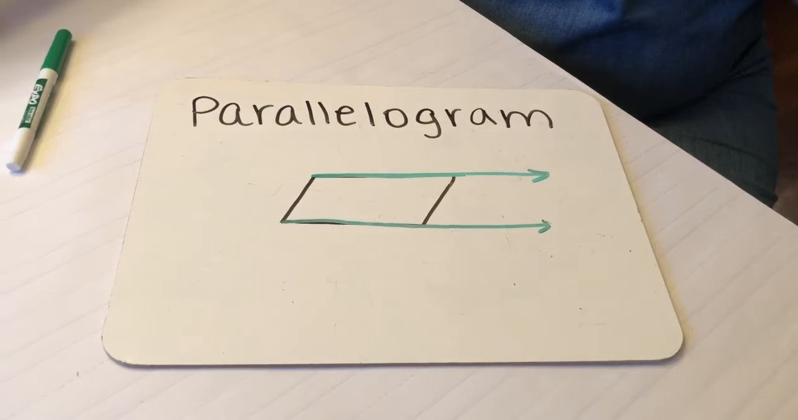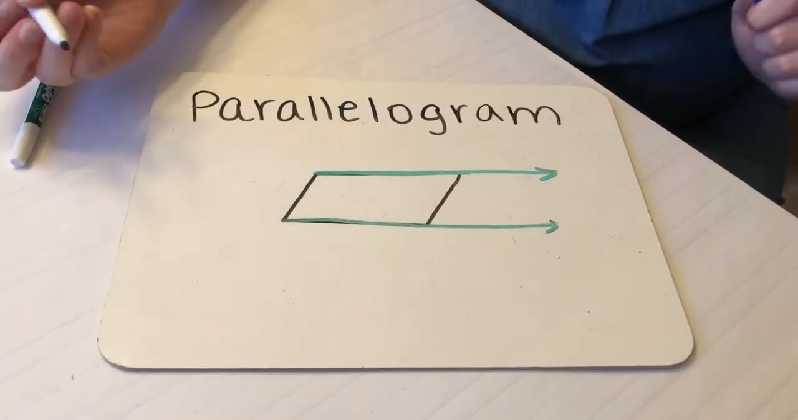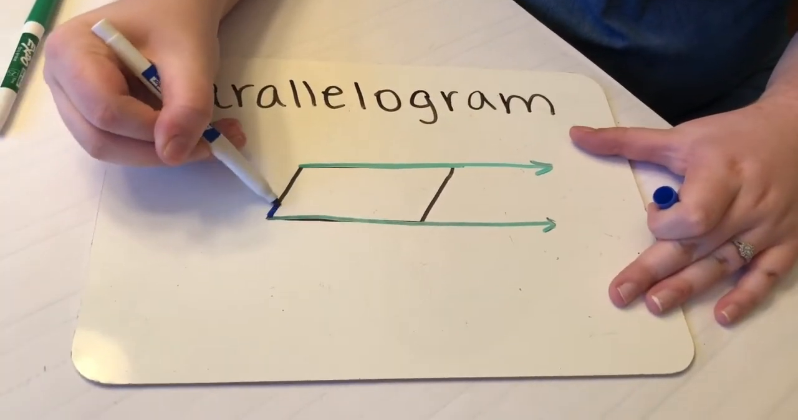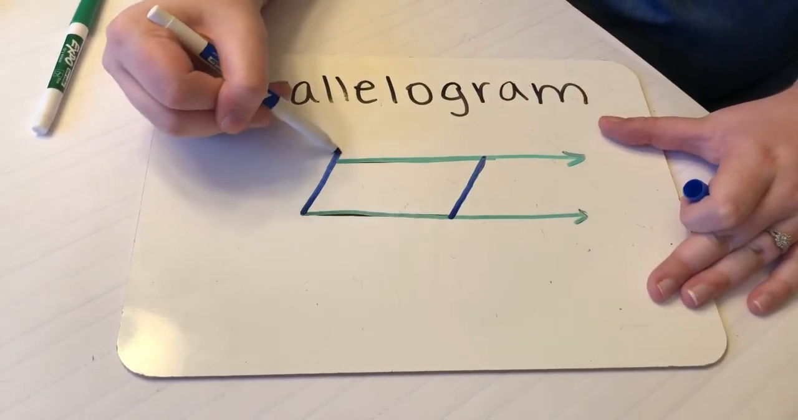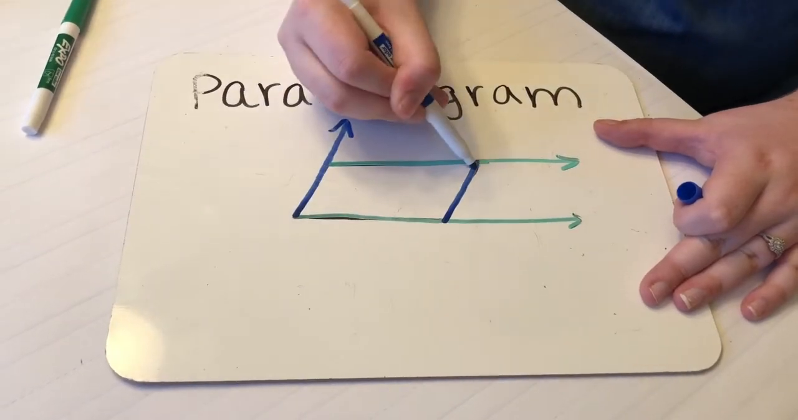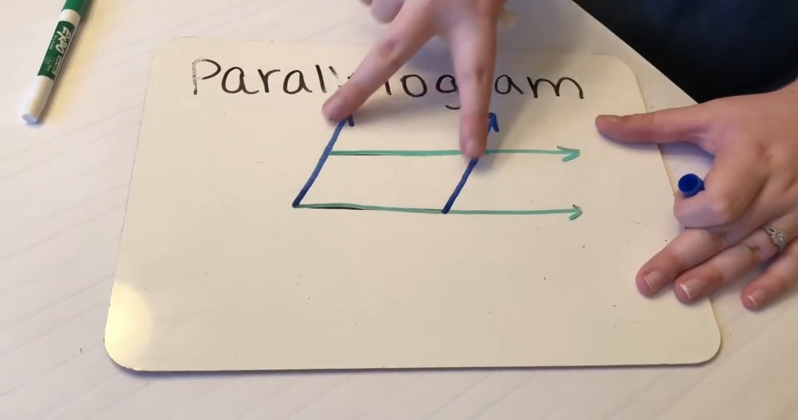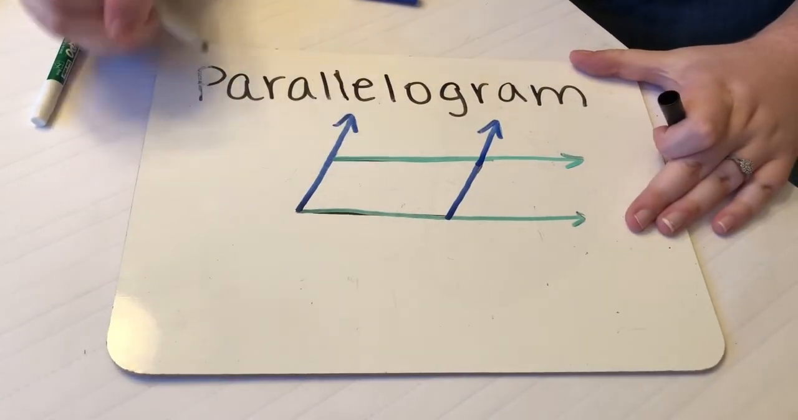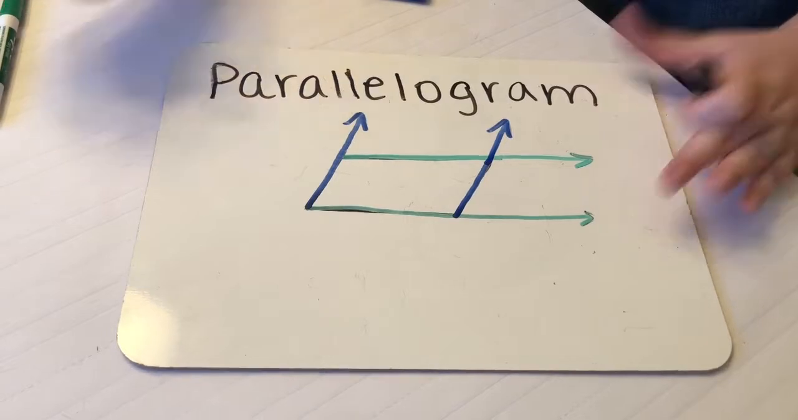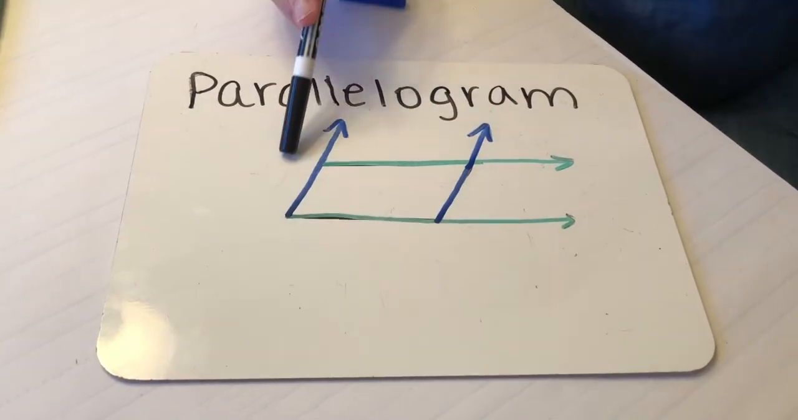Is there another pair of parallel lines? Let's see. I see one. We have this and this. If these were to keep on continuing, they would never cross each other as well because they're going the exact same direction. All right, so those are what parallelograms are. They are 2 sets of parallel lines, which means they are going the same exact direction and will never cross each other.